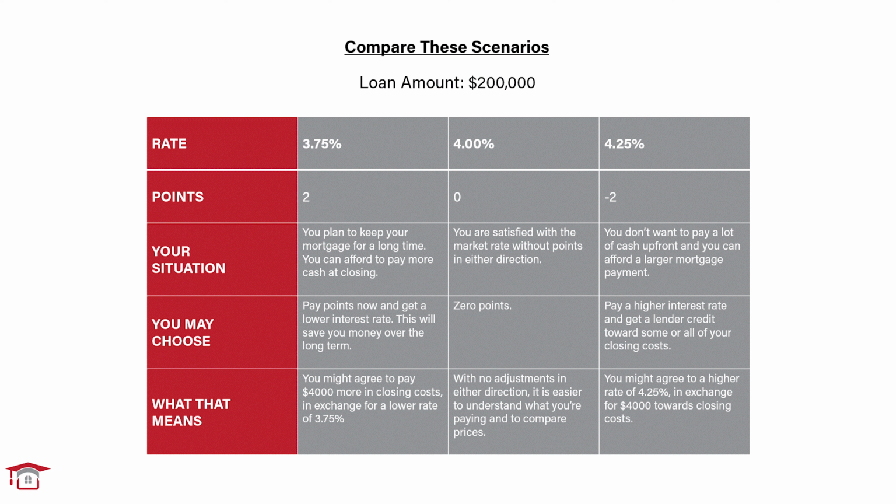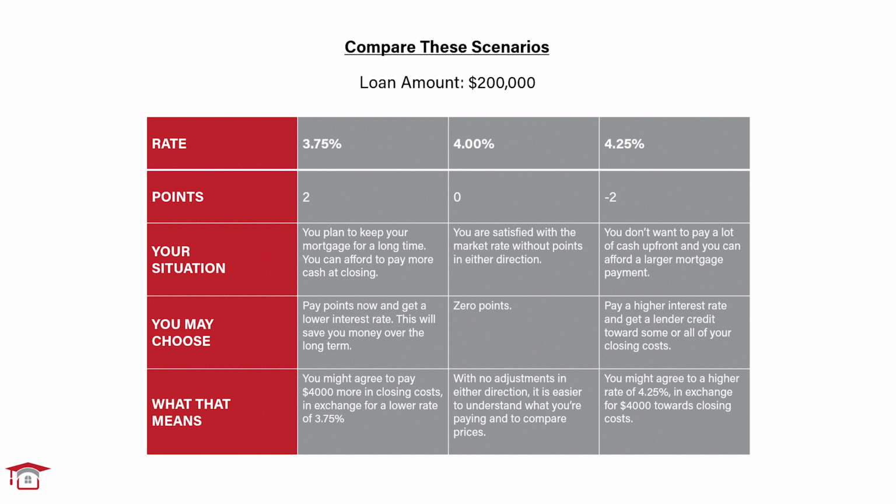So the scenario for the first column, let's say you can afford to pay points at closing, right, to buy down your interest rate, and you're planning to stay in the home for a while. Or maybe it's your forever home, right? So you pay up front, right? But you may end up saving over the life of the loan.